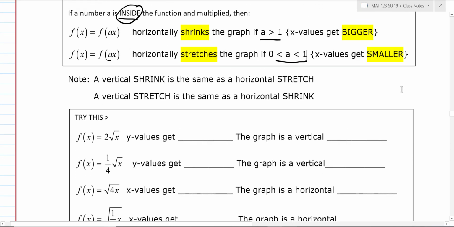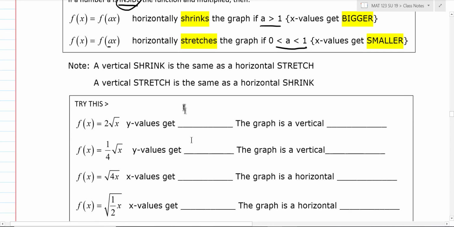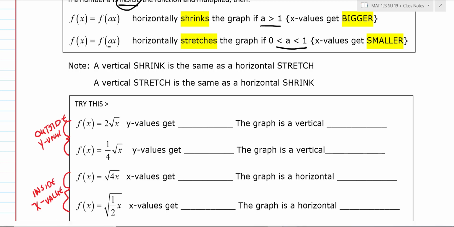All right, so I'm going to have you do one more thing. I want you to go ahead and fill in these things. What I'm wanting you to answer is, do the y's or x's get bigger or smaller? And name that transformation then. Okay, so a couple of things I want to note on this. This is outside. So if it's outside, it's affecting y values. Okay, and then these two right here, the transformation is inside. If it's inside, it's affecting x values. So go ahead and pause the video and see if you can get these put together.